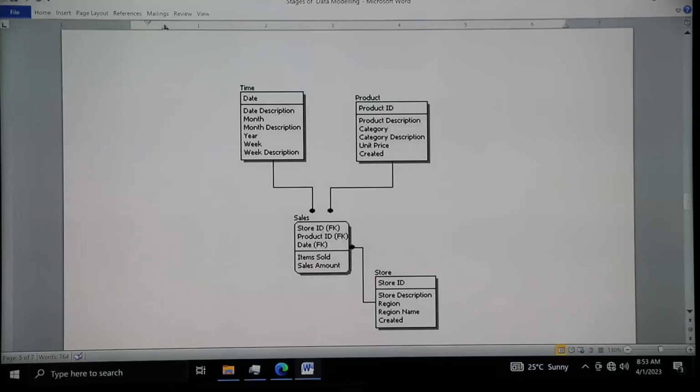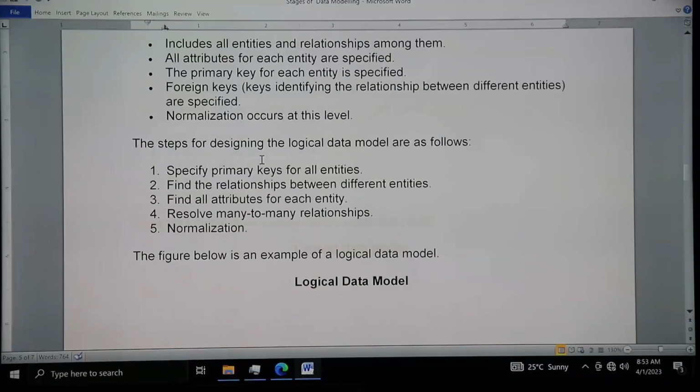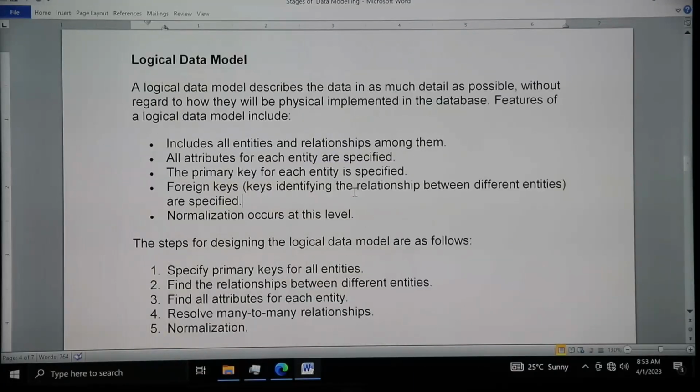That product ID in sales is written FK. FK here means the foreign key. So the FK for store ID in sales is the foreign key, and the date is the foreign key of this. That will help us to establish the relationship between the three entities. And that is what we have just stated here, that these foreign keys identify the relationship between entities.